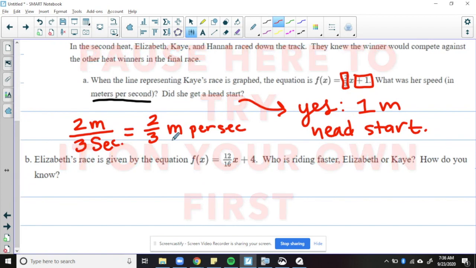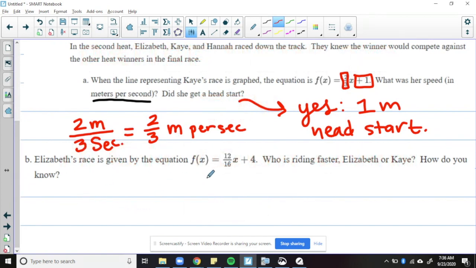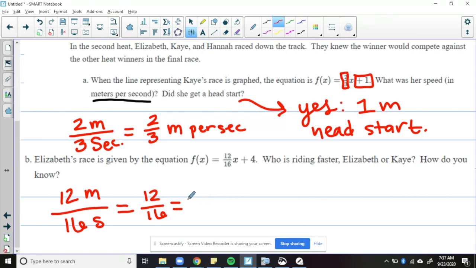Now let's talk about Elizabeth. Elizabeth's race is given by this equation, f of x equals 12 divided by 16x plus 4. Who is riding faster, Elizabeth or Kay? Well, the easiest way to compare the speed of these two racers is from their unit rate. So let's find Elizabeth's unit rate. We have 12 meters for every 16 seconds, which I can write as 12 over 16, but I know I can simplify that as well.